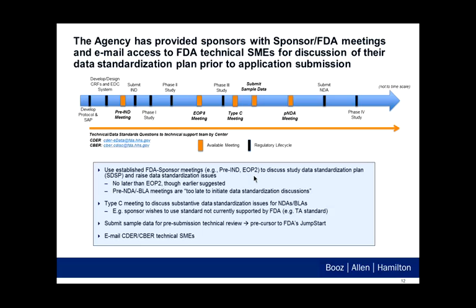And then the fourth opportunity is really email, and that goes from the very beginning of you're just developing your EDC and CRFs, hopefully using CDASH, all the way to submission of your application. And you have access to CEDAR SMEs. I've listed the email addresses for both on the slide. Contact them. There's a lot of very technical and savvy folks that read the requests or questions or concerns that come into these mailboxes.